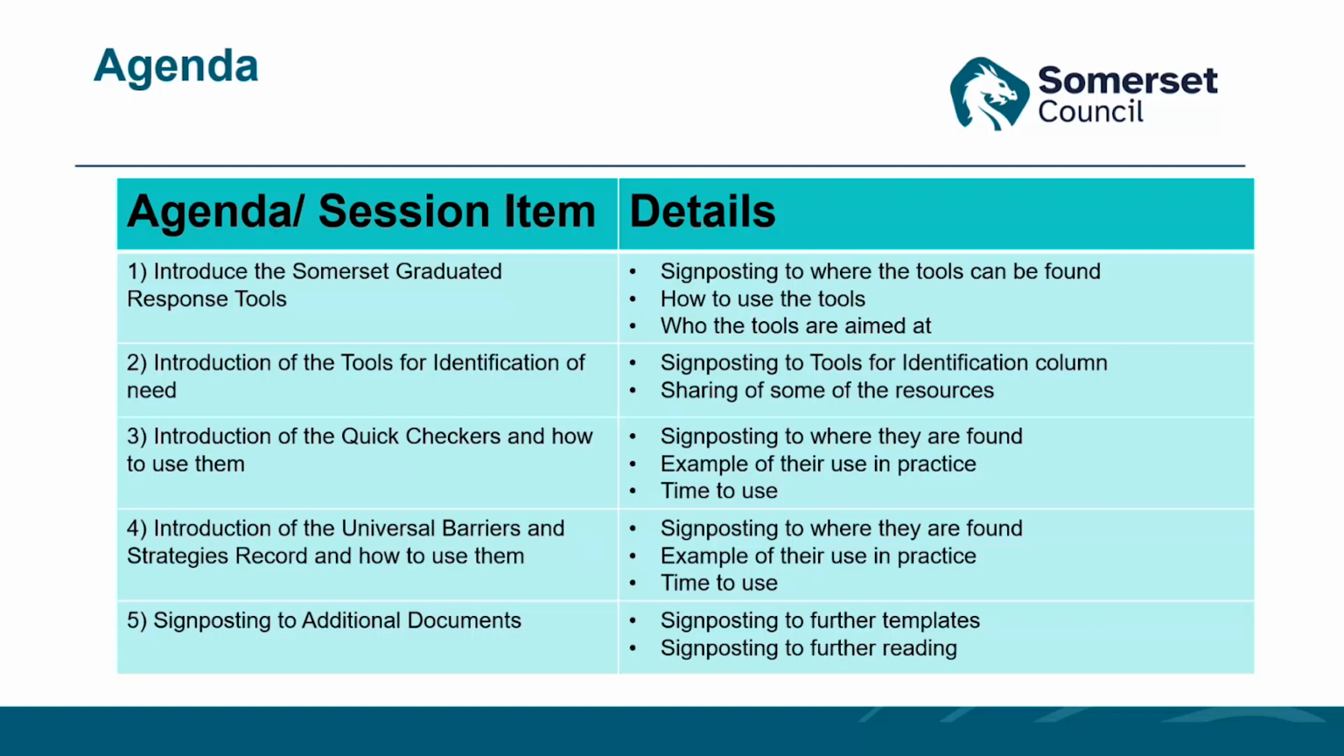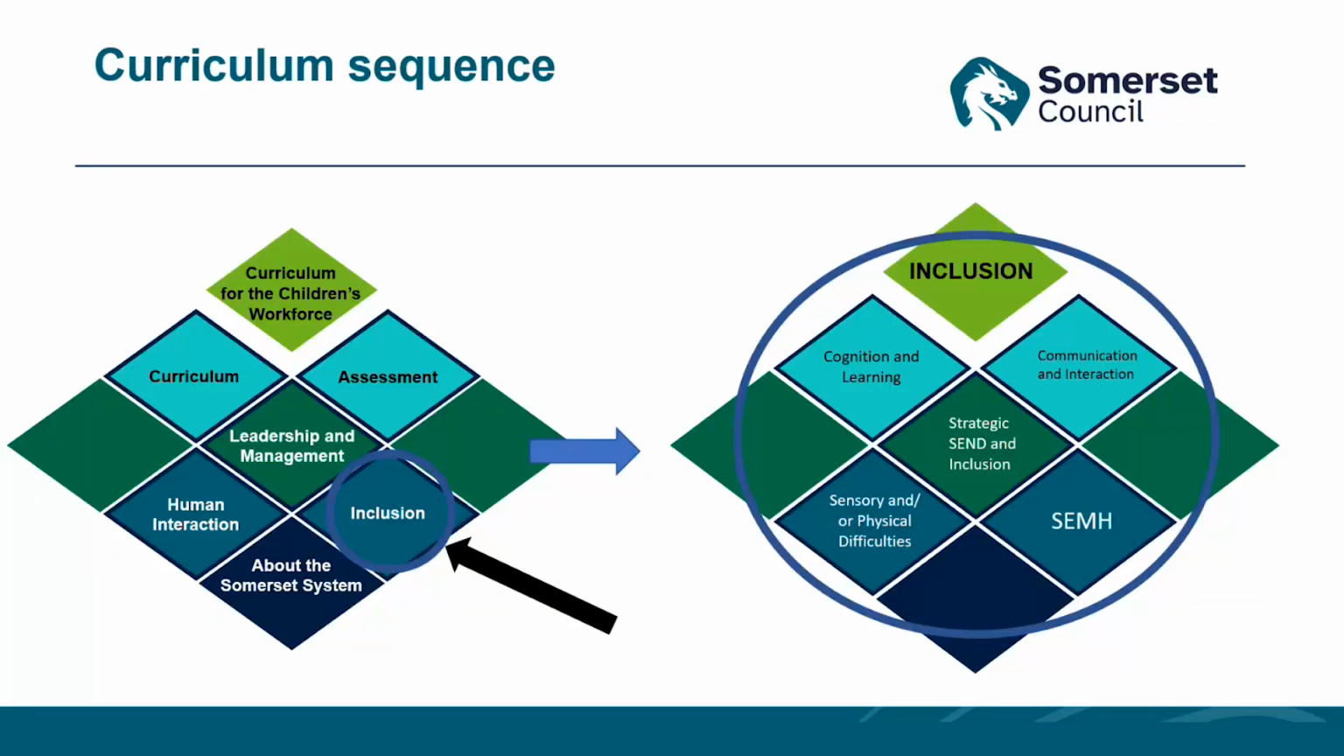During the session today, we are going to look at 5 different areas. We are going to introduce the Somerset Graduated Response Tool. We're going to introduce the tools for identification of need, the quick checkers and how we can use them, the use of the universal barriers and strategies records and how we can use them, and then further signposting to additional documents. This training sits under the curriculum for the children's workforce under the inclusion area and encompasses all the areas within inclusion.